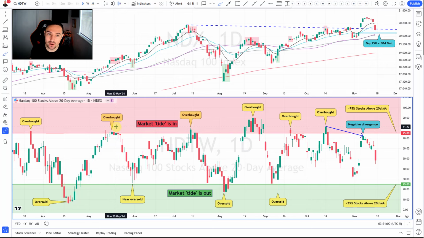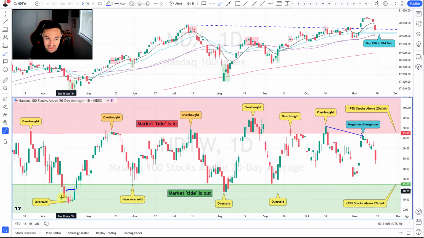It's just how the market tide ebbs and flows. So having this on your charts and being able to look at it on a day-to-day basis, or every couple of days, every week, and just checking in and going, okay, where are we from a breadth standpoint? Where are we, thinking about the market tide? Is the market tide out, or is the market tide in? And if it is in, then what am I looking for? What am I expecting here?